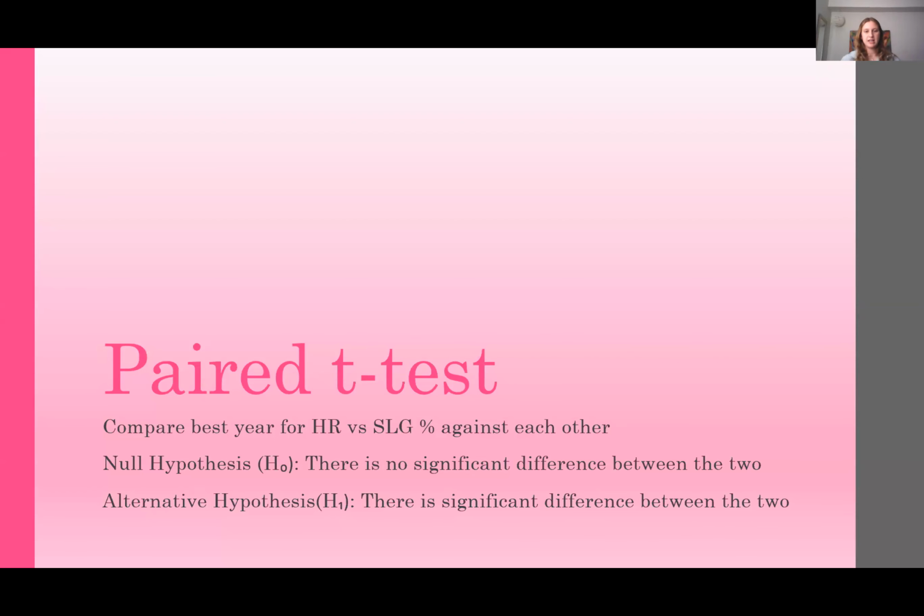So with this data that I gathered, I ran a paired t-test, which is essentially comparing the best year for home runs versus slugging percentage for each player against each other. The null hypothesis is that there is no significant difference between the two groups, and the alternative hypothesis is that there is a significant difference between home runs and slugging percentage.